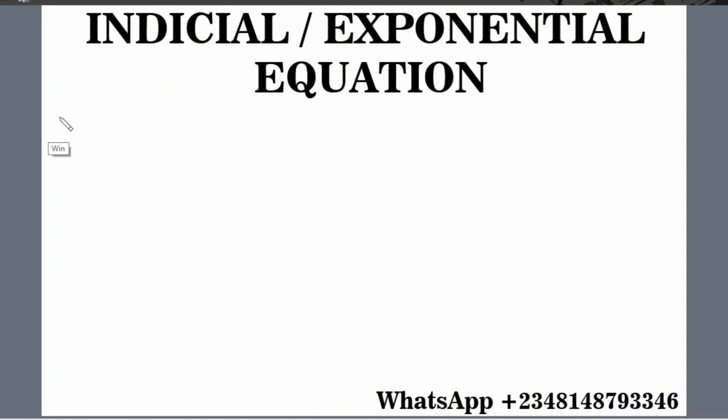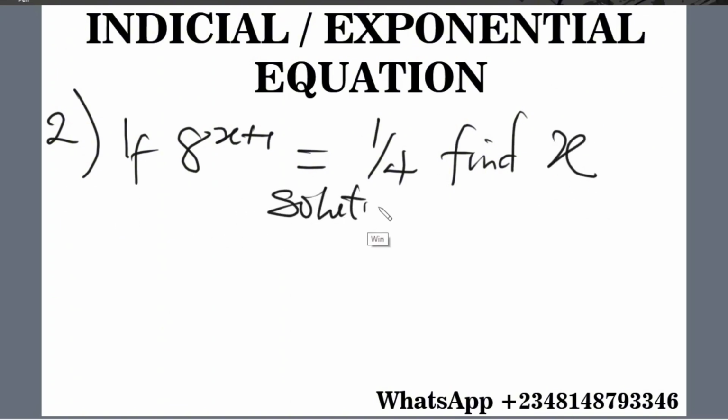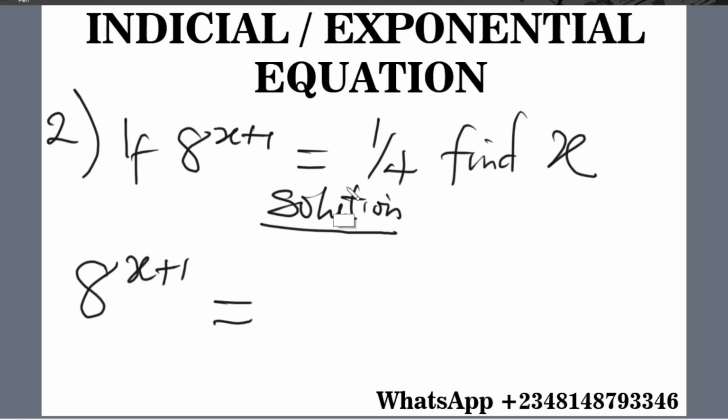Now let's consider the second example. If 8 raised to the power x plus 1 equals 1 all over 4, find x. Solution. 8 raised to the power x plus 1 equals, now let's convert 1 all over 4 using the negative index law. If you convert it, you would have 4 raised to the power negative 1.